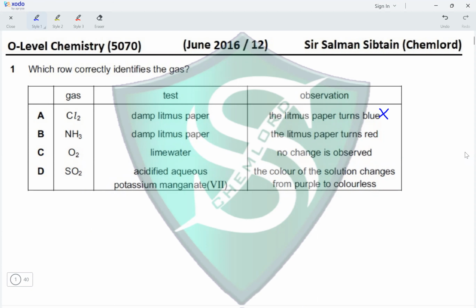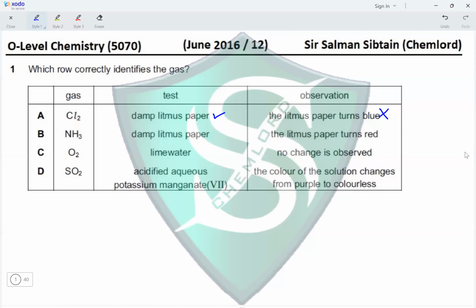However, the test performed is correct because chlorine will turn blue litmus red and then bleach it. And if red litmus is used, it will directly bleach the red litmus paper. So in effect, whether the litmus paper is blue or red, the final result is that the litmus paper is bleached in the presence of chlorine.